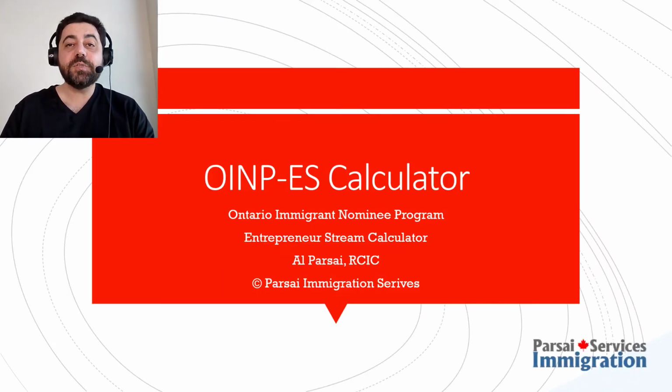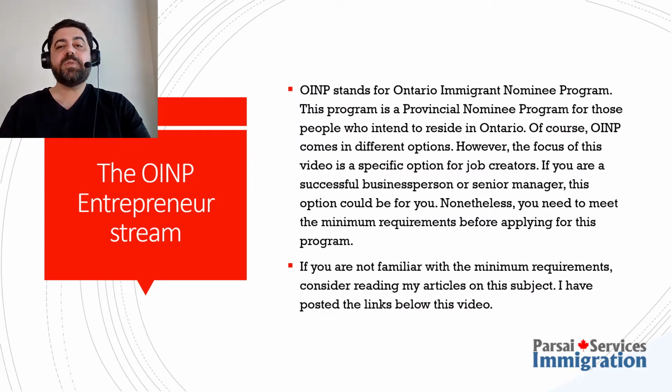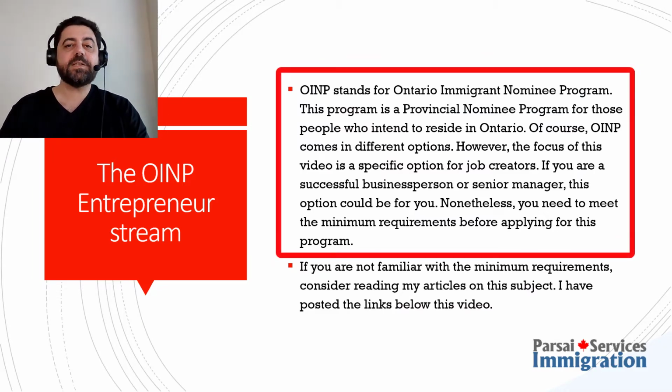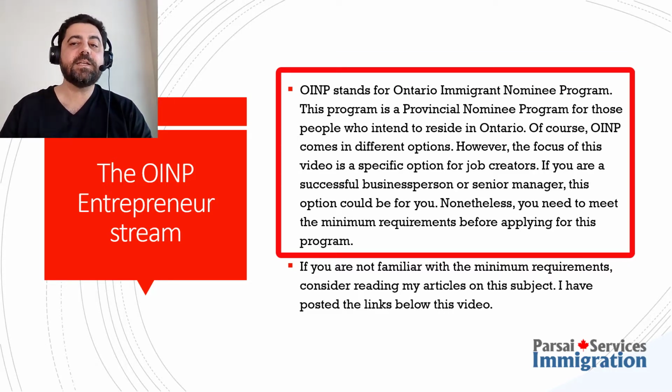In this video, you learn how to use the OINP-ES calculator by Parsai Immigration Services. OINP stands for Ontario Immigrant Nominee Program. This program is a provincial nominee program for those people who intend to reside in Ontario.